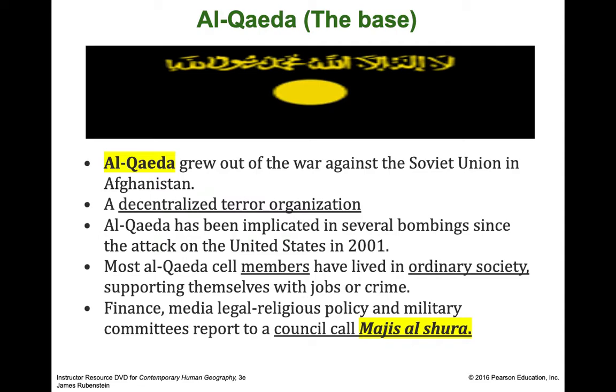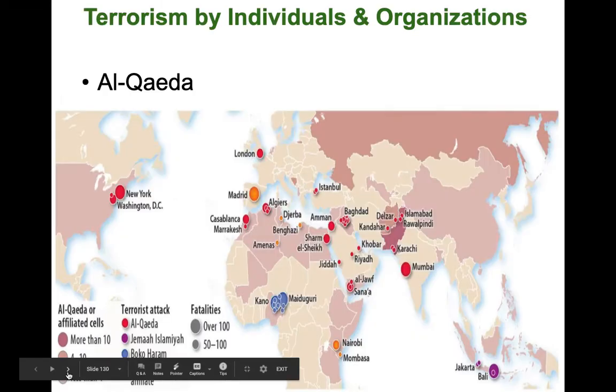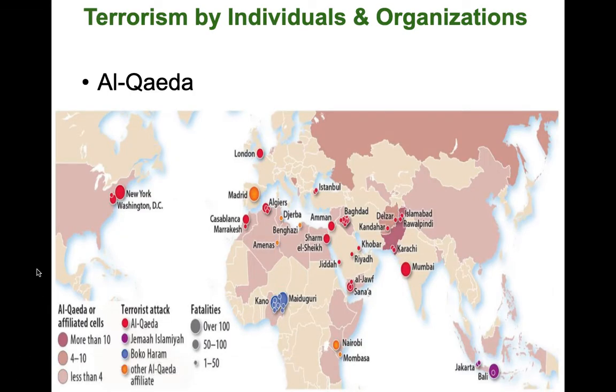They are very complex in how they organize, with finance departments, media, legal, religious policies, and military committees in a council called the Majlis Shura. We can see the cells located throughout the United States, as well as Africa and parts of Southwest Asia, South Asia, and parts of Europe.